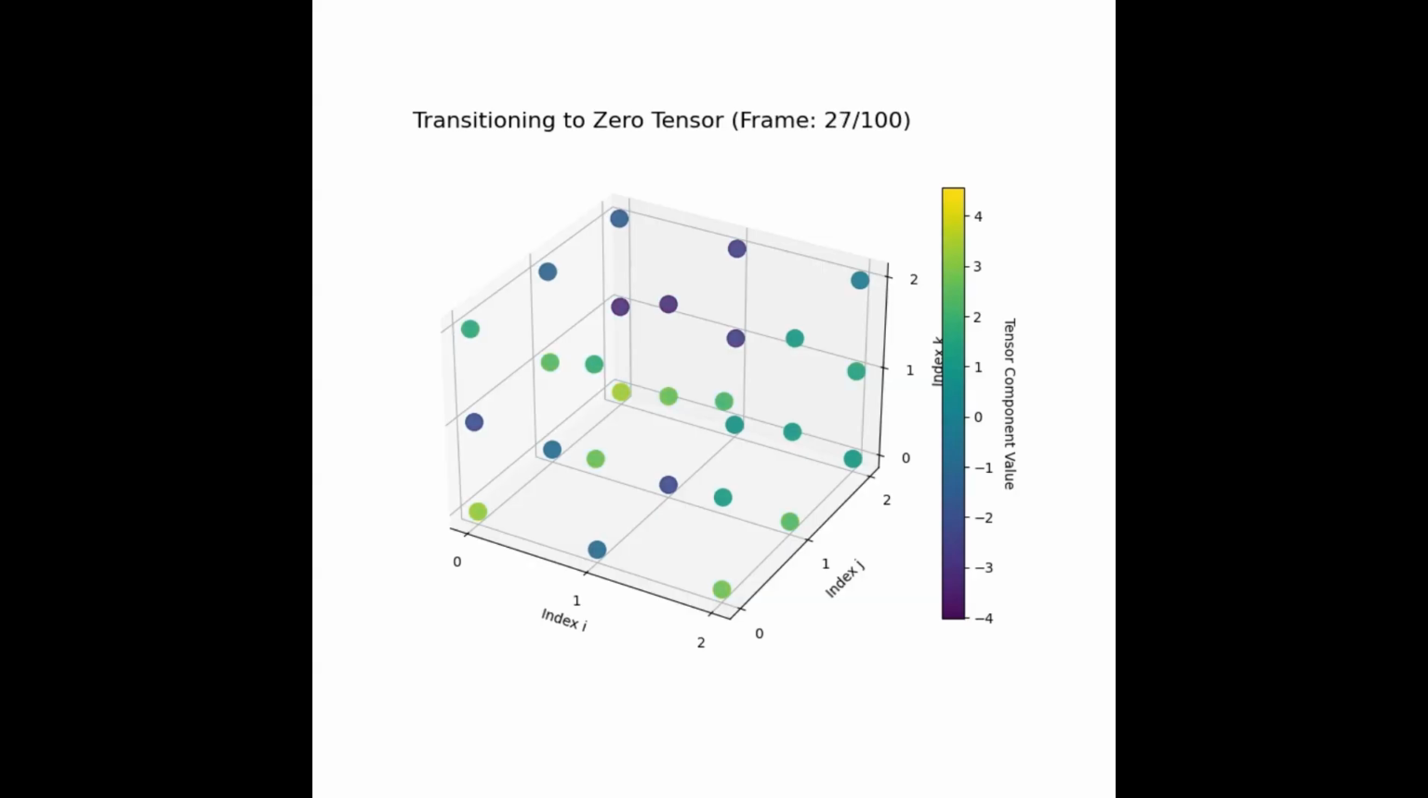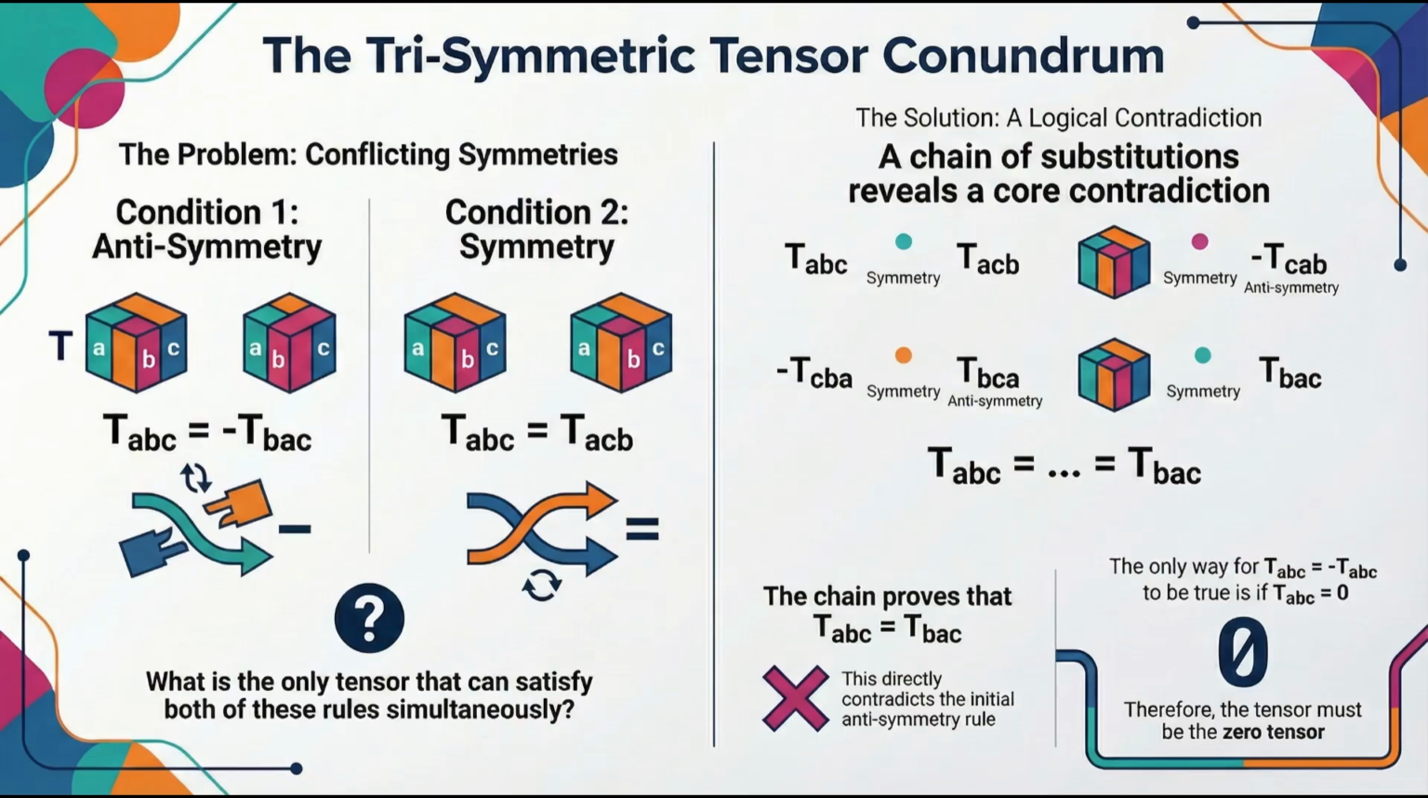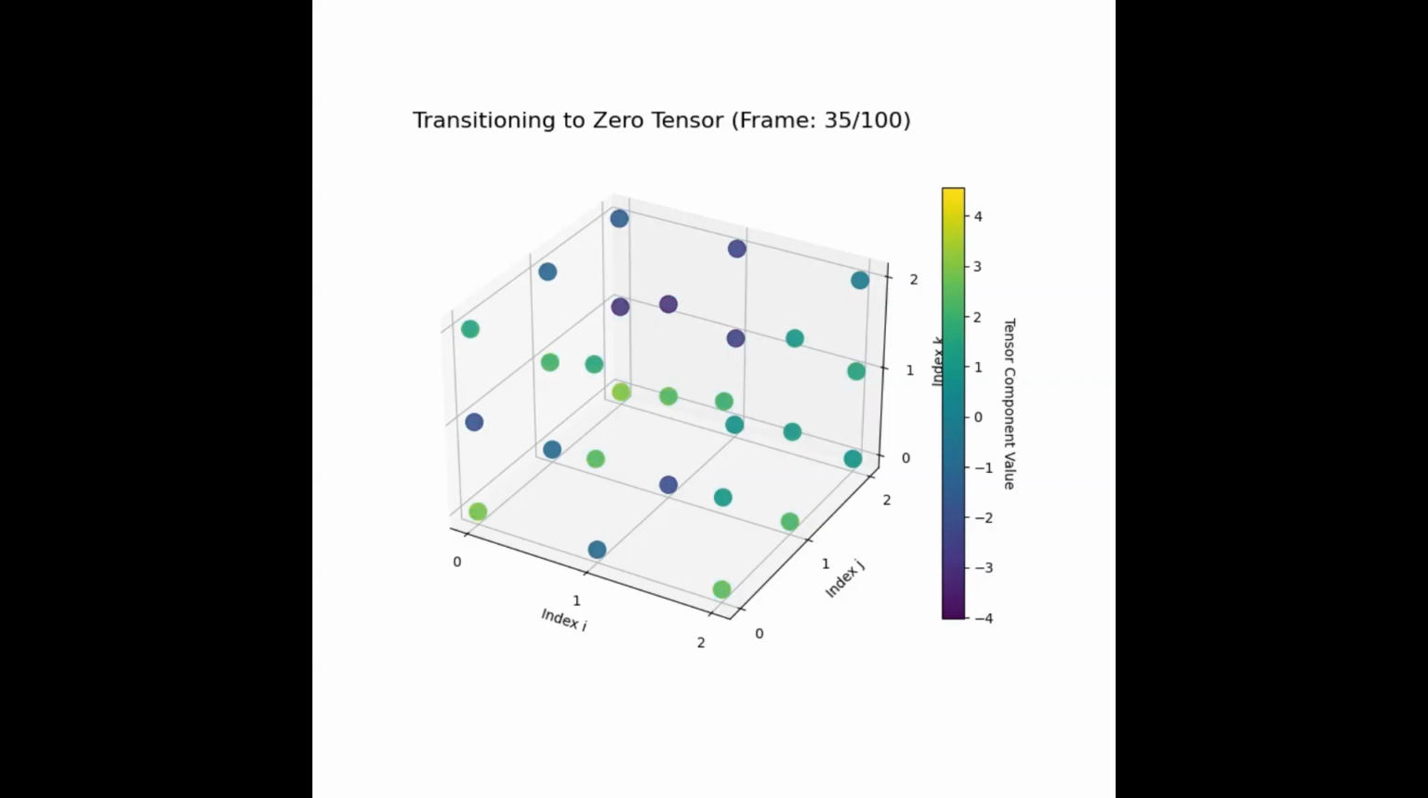Every single point is the exact same color because every single component is zero. So those specific, strict constraints of symmetry guarantee that the quantity must be in a state of complete uniformity.